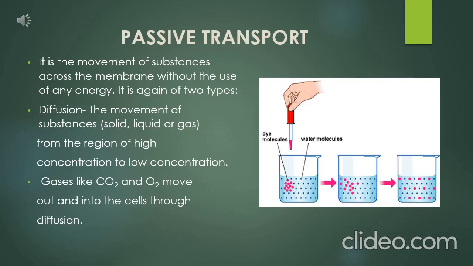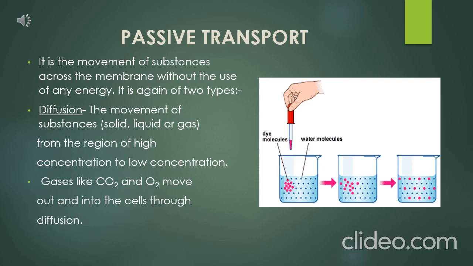Now first is passive transport. It is the movement of substances across the membrane without the use of any energy. Passive transport means we don't need any energy for the substances to move from one place to another across the membrane. It is again of two types.